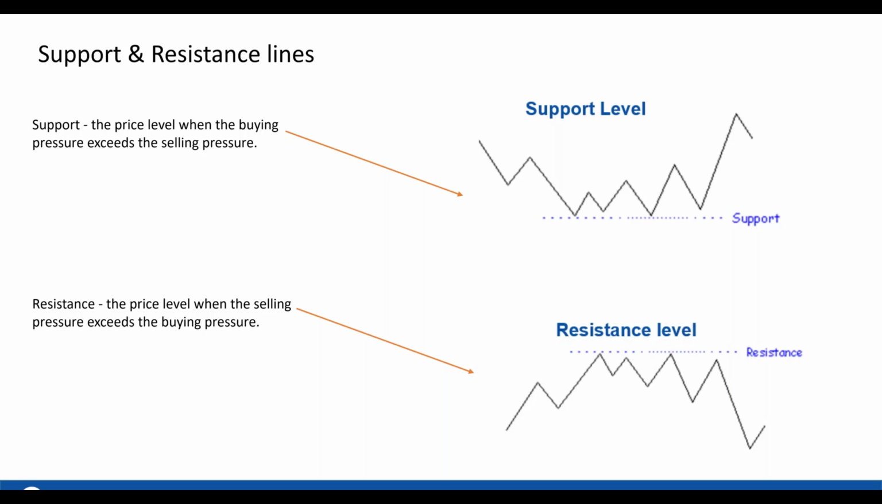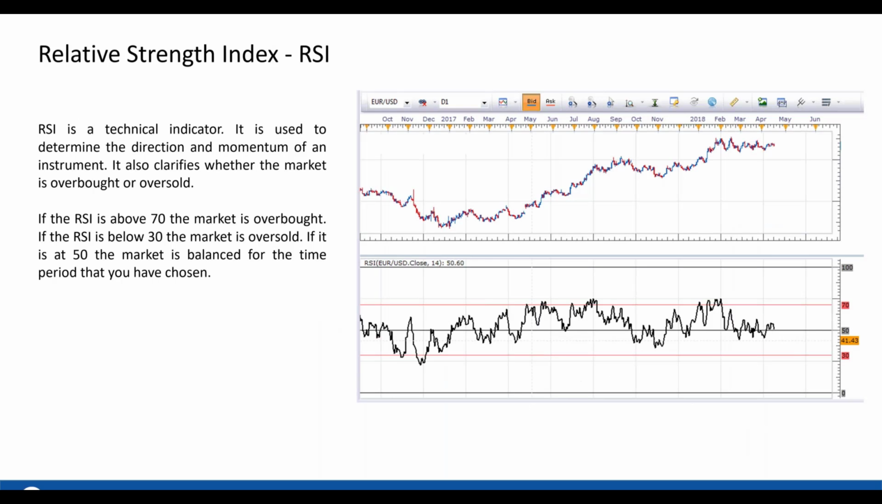Relative Strength Index, or RSI. The RSI is a technical indicator and it is used to determine the direction and momentum of an instrument. It also clarifies whether the market is overbought or oversold. If the RSI is above 70, the market is considered overbought. If the RSI is below 30, the market is considered oversold. And if it is at 50, the market is considered balanced for the time period that you have chosen.